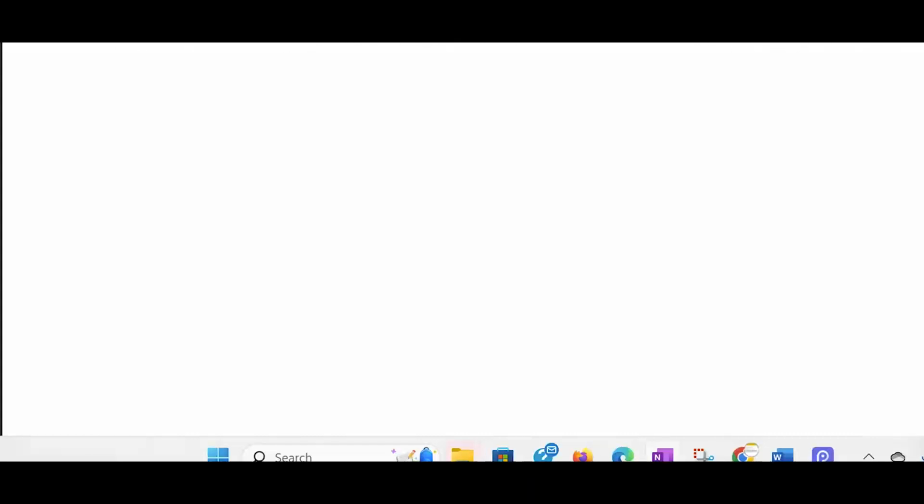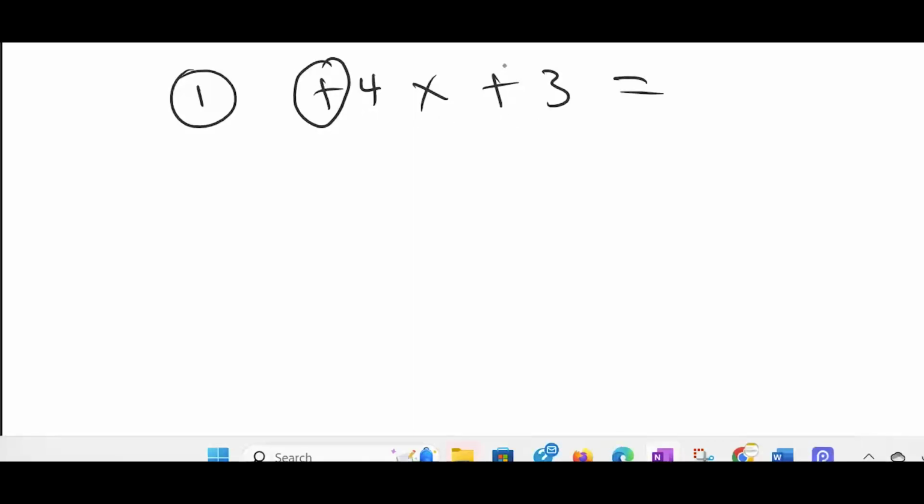Let's look into some examples. One, you have plus 4 times plus 3. In this case, we want to multiply positive 4 and positive 3 together. The first thing you need to do is to combine the signs. Earlier you were told that similar signs combine together to become positive. So you have positive, positive, they are similar, so they combine together to become positive. Then 4 times 3, that will be 12. So this will be your answer.